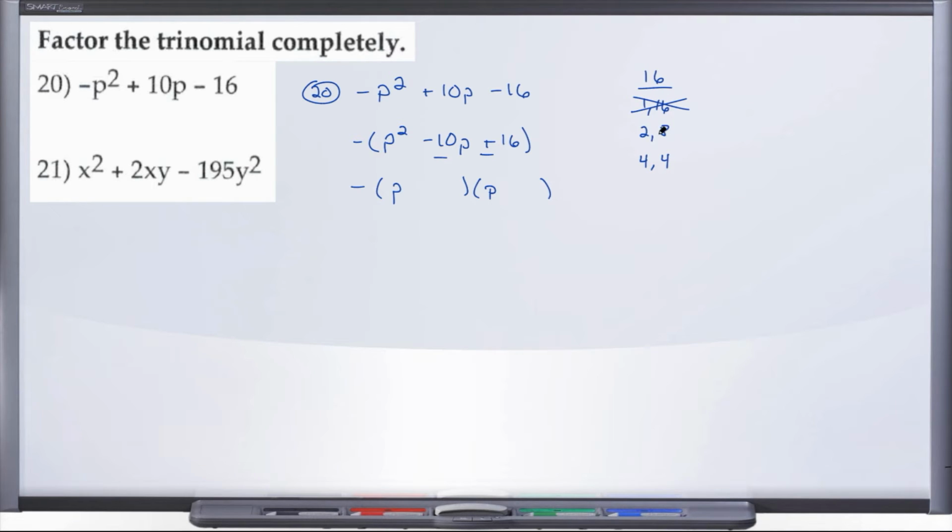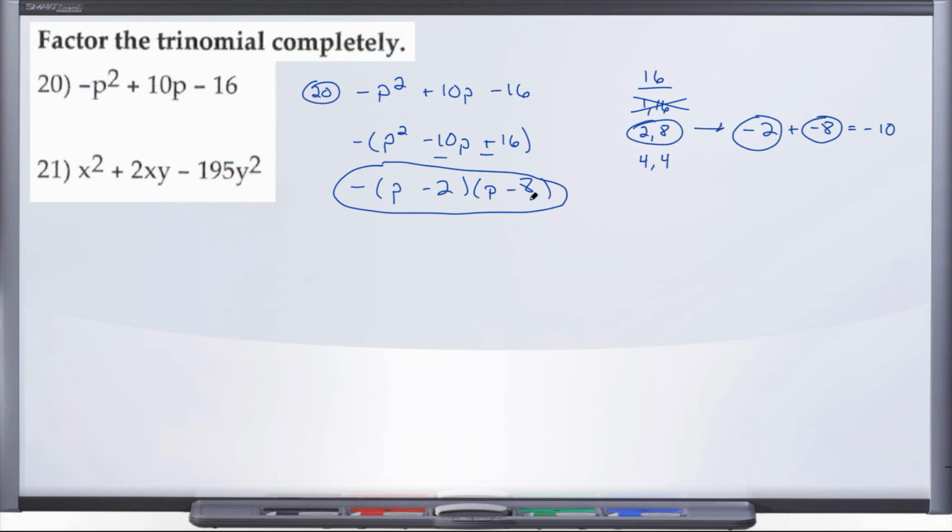How about 2 and 8? Can we, in some combination, add 2 and 8 to get -10? Yeah, I think we can, can't we? If we had a -2 and added that to a -8, we would certainly get a -10. All right, so -2, -8, and there we have it. We've factored number 20 completely.